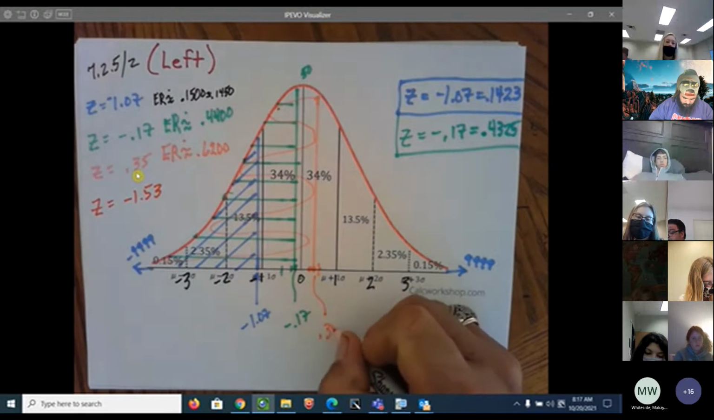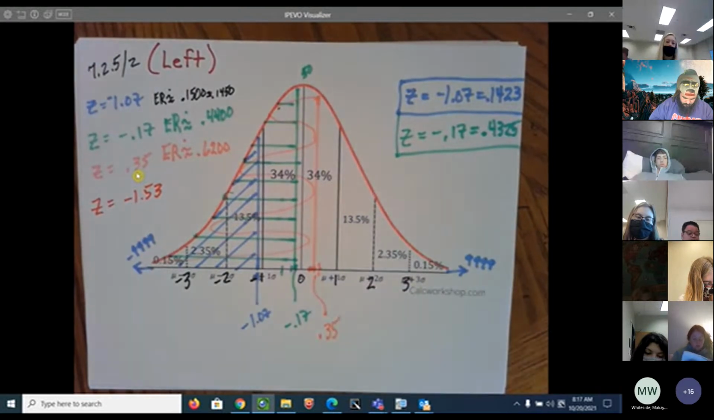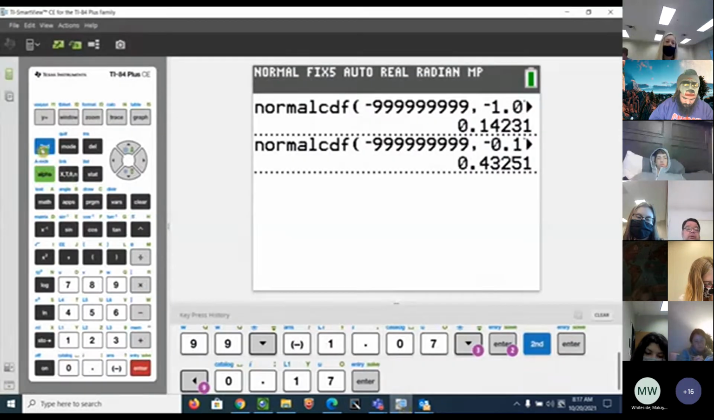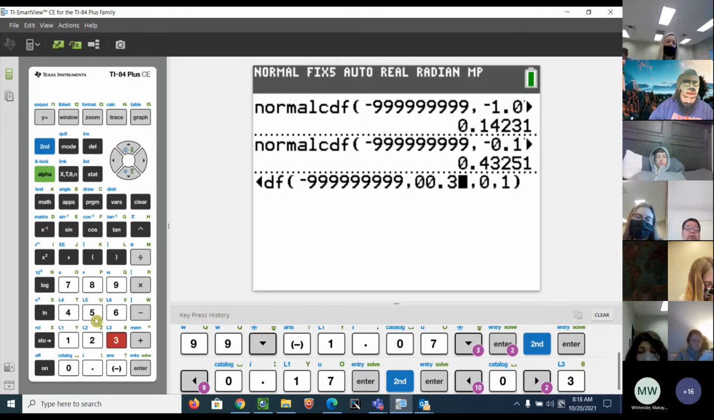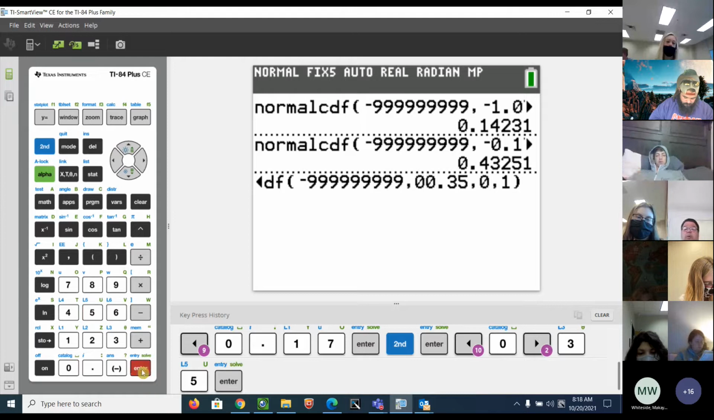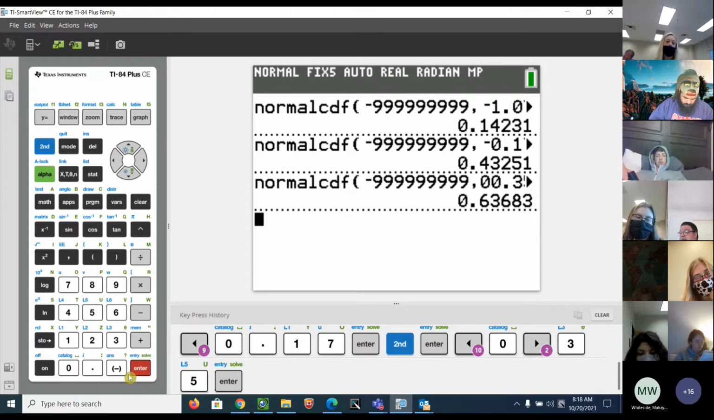This is 0.35. So handy dandy calculator. Second entry. And that's 0.35. So I'm going to delete. I'm going to put a 0 there. And 35 here. And enter. 0.6368. So by Z being 0.35, we get an area of 0.6368.